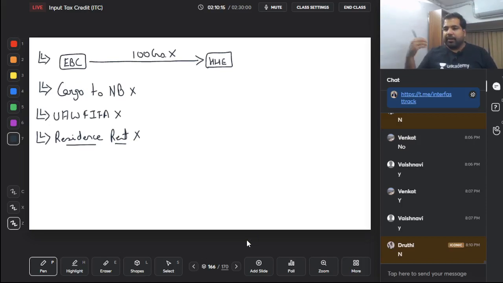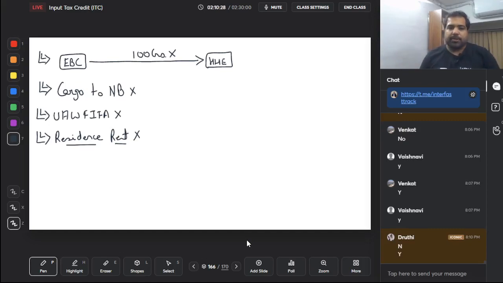Guys, what if I take a residential place on rent and I use it for office purposes? Then there will be GST. Guys, what if it's a service apartment on rent? Then there will be GST. Residence means for residential purposes, not hotel.